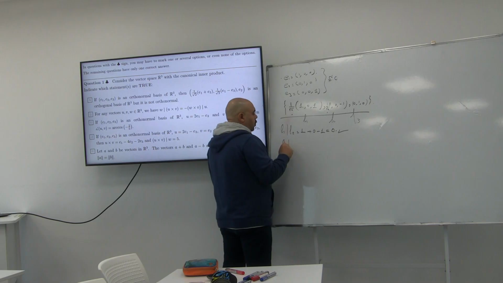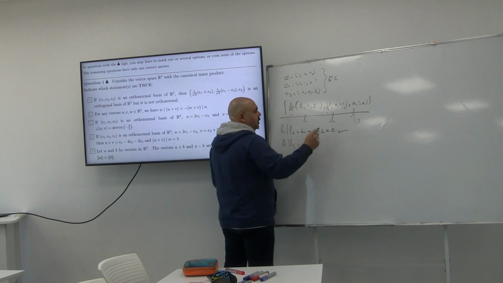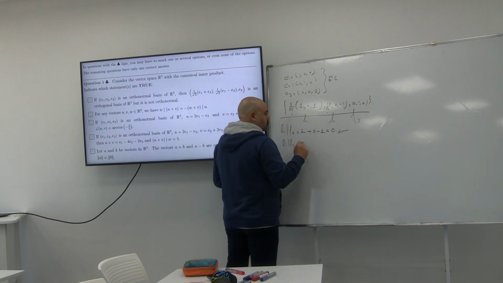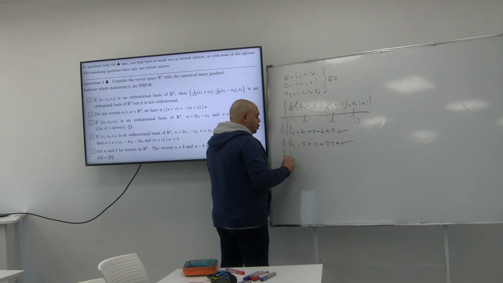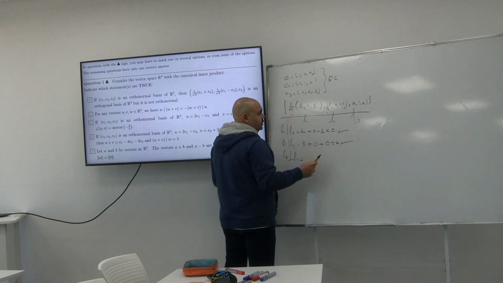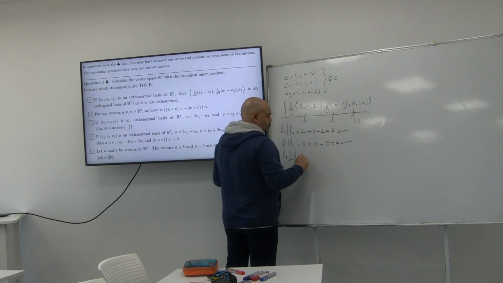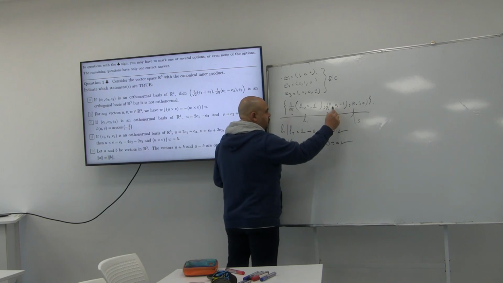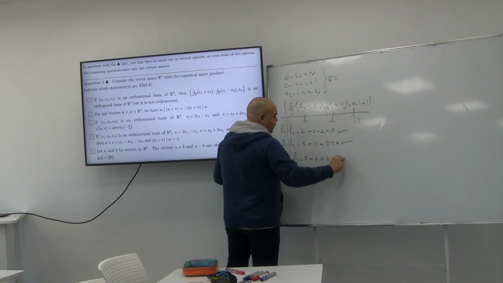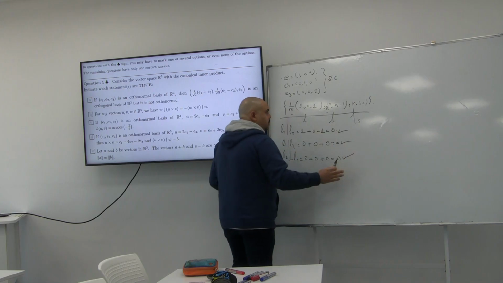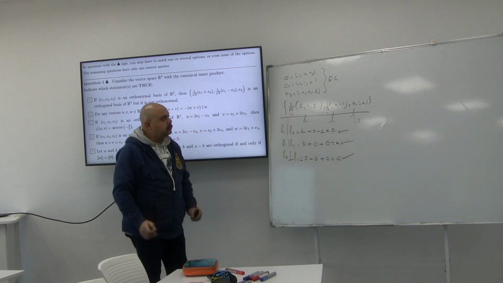Let's check L1 times L3. It's going to be 1 times 0, which is 0, plus 0 times 1, which is 0, plus 1 times 0, which is 0. The result is 0. They are orthogonal. Then let's do L2, L3, for example. It's going to be 1 times 0, 0 times 1, negative 1 times 0. So it's 0 plus 0 plus 0, all is 0. So this set is orthogonal.